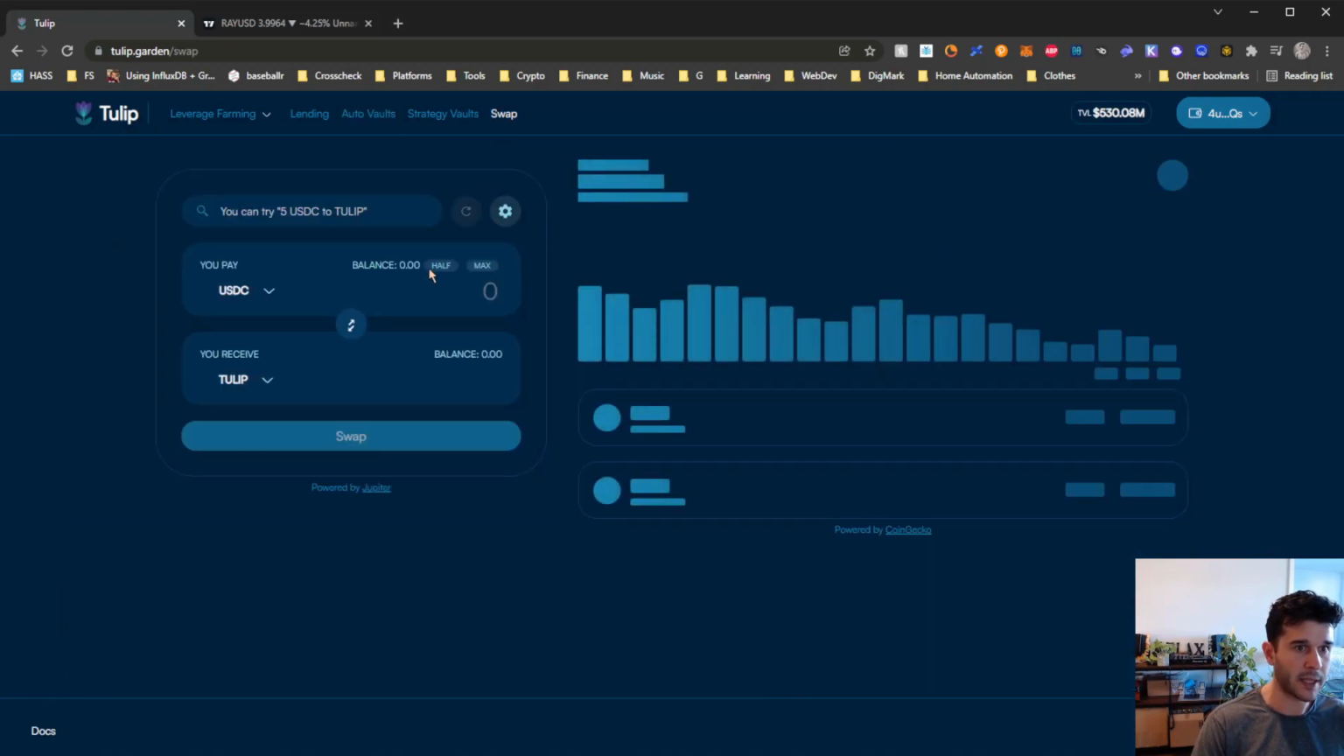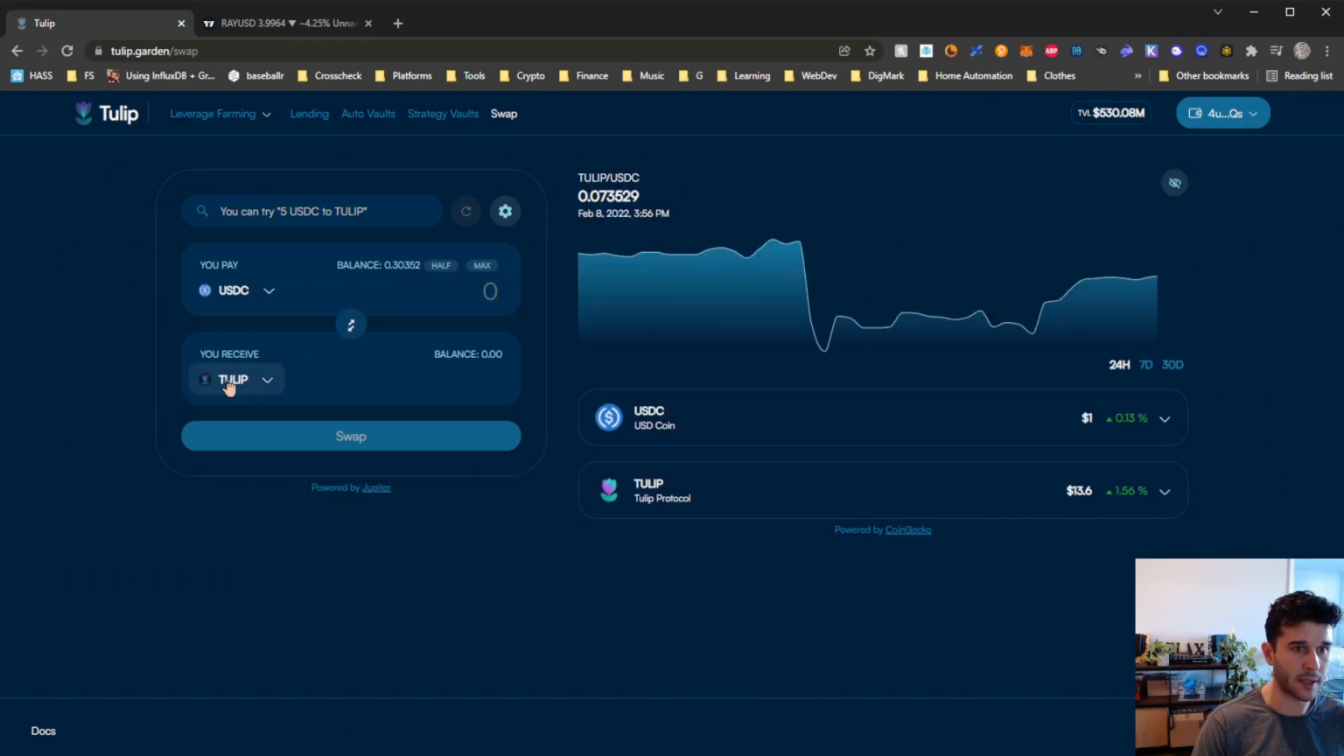So the swap is pretty straightforward. You can swap into various other assets. It uses Jupiter, which is a DEX aggregator on Solana, so you can just do it right in Tulip, which is nice. Nothing too crazy there.